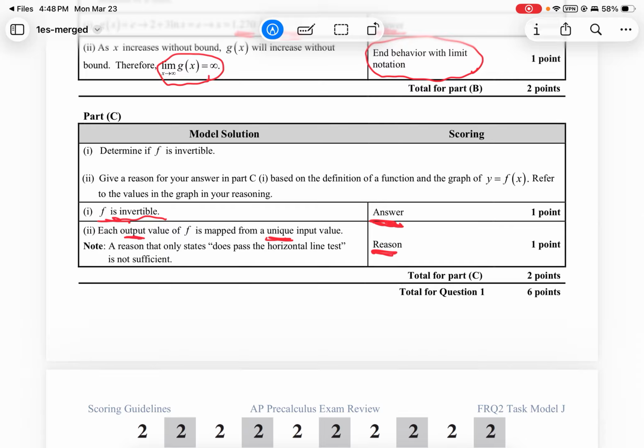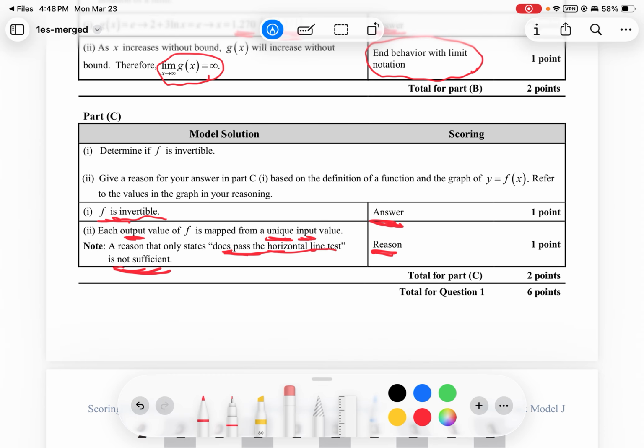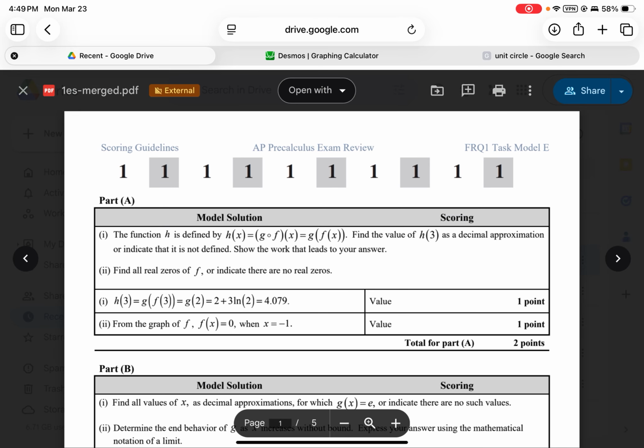And again, we're saying output first instead of input first because the input and the output are switching when we invert the function. Catch this right here. A reason that only states does not pass the horizontal line test is not sufficient. So please don't use the words horizontal line test in your answer. All right, so that's FRQ number 1 of the calculator active section.